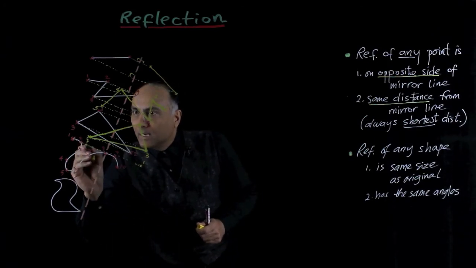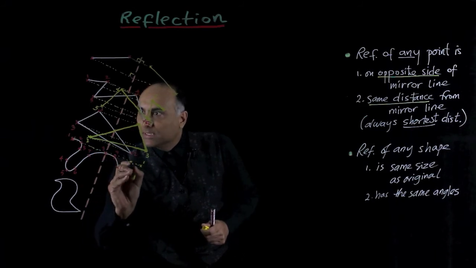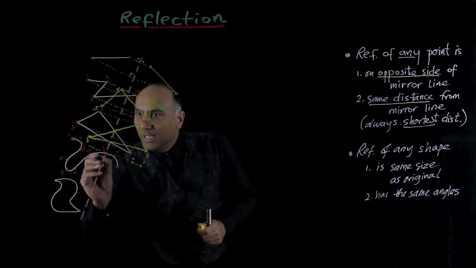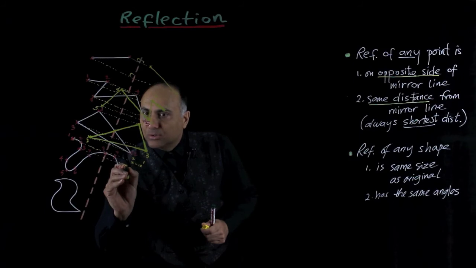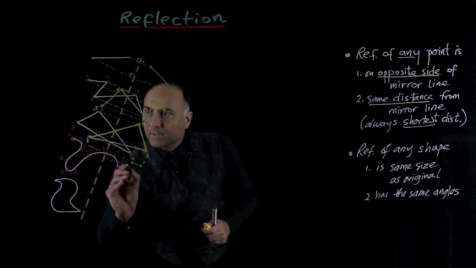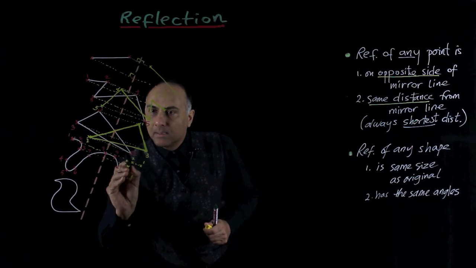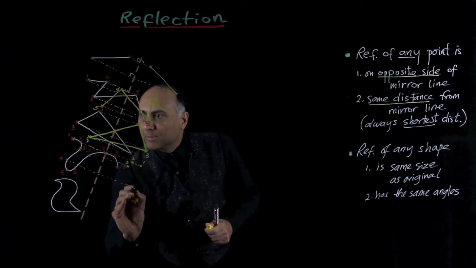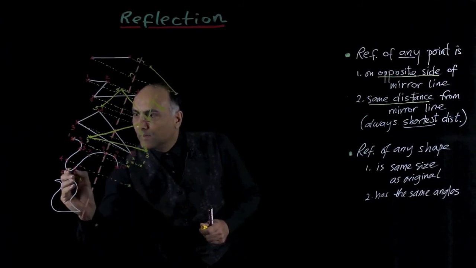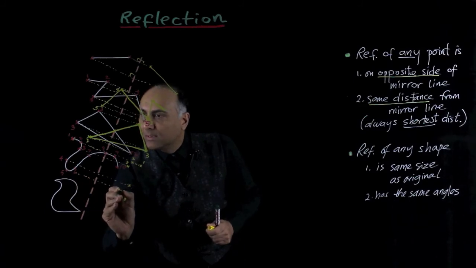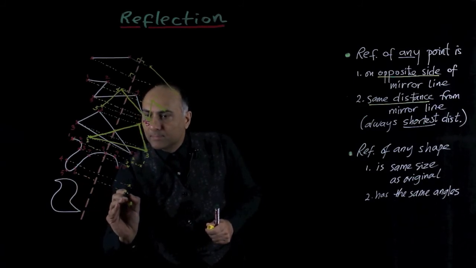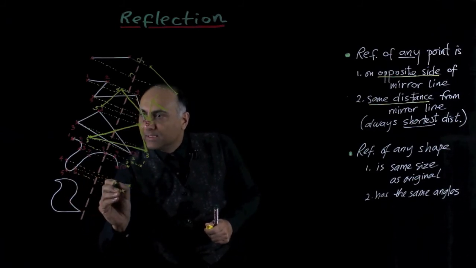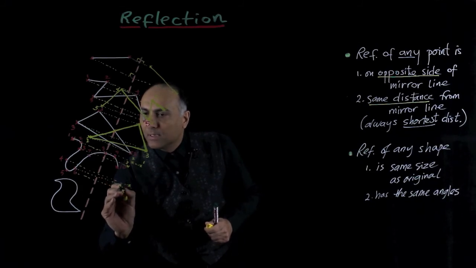2 is along the same line, but a shorter distance to the mirror. 3, a bit lower down, and slightly closer to the mirror again. I'd say about there. 4 is about there. 5, slightly closer to the mirror. It's about there. 6, closer again to the mirror, about there.